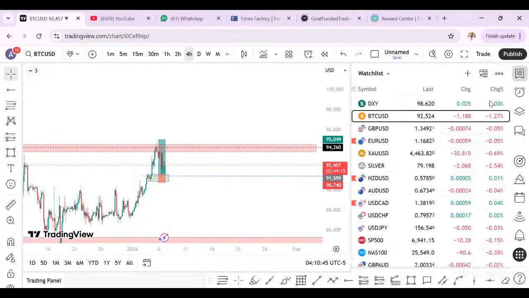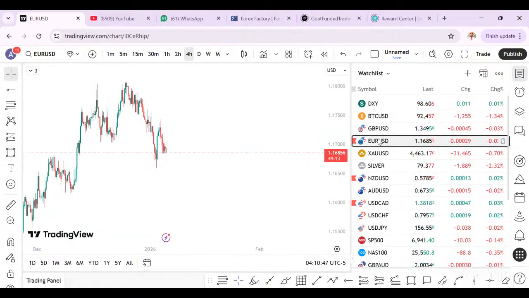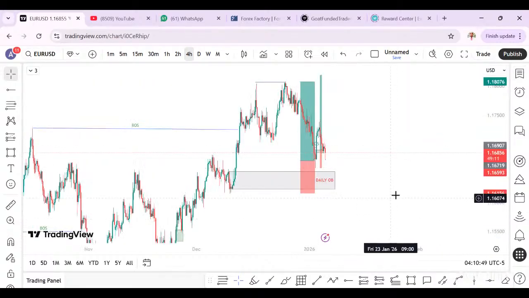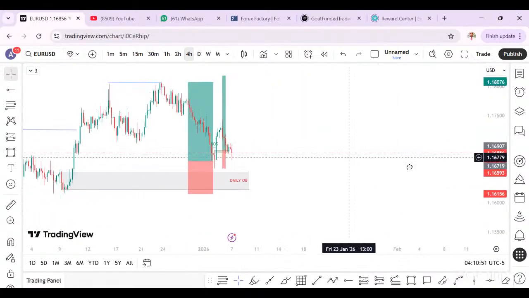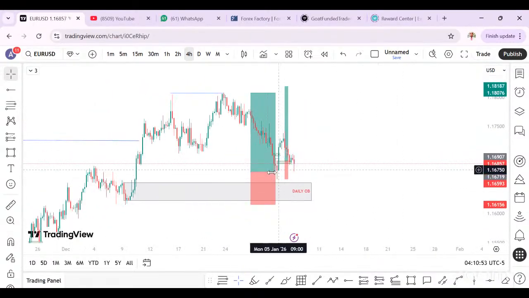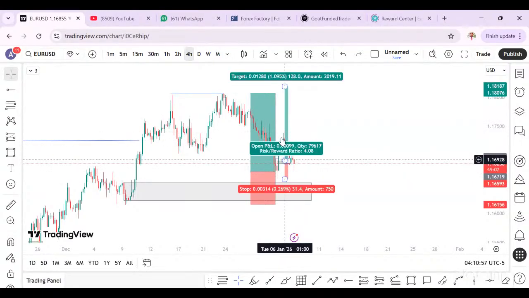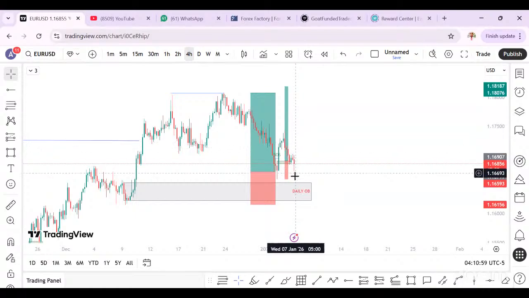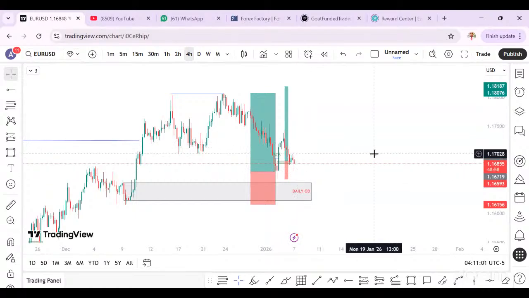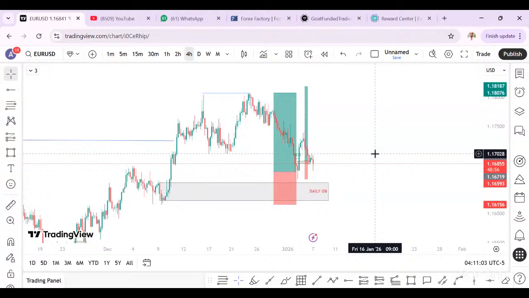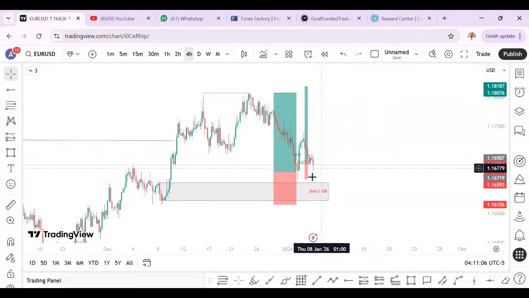So I've cleared BTC. Now come to Euro USD. I think I called it during the session yesterday. I have a trade running already. You can see this gave me good money and it came back again, almost to my entry. That is the disadvantage of what? Of swing trading, but it pays.